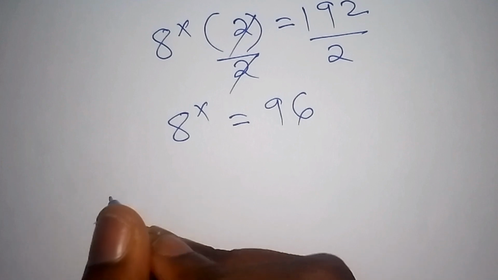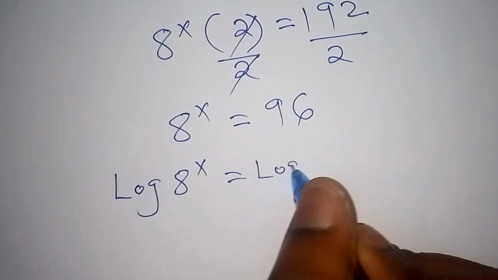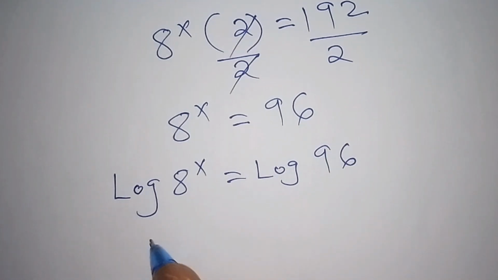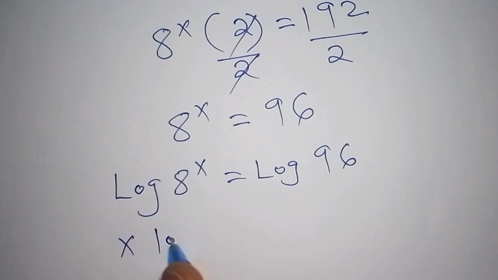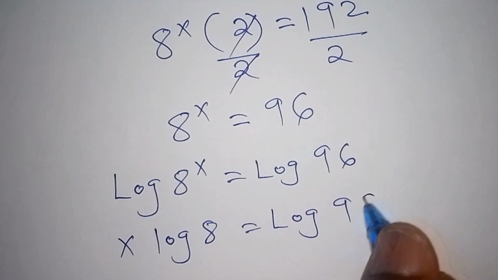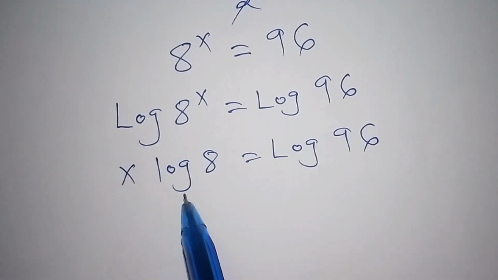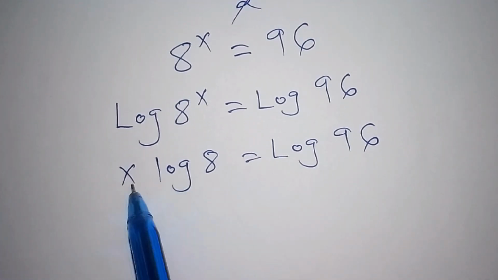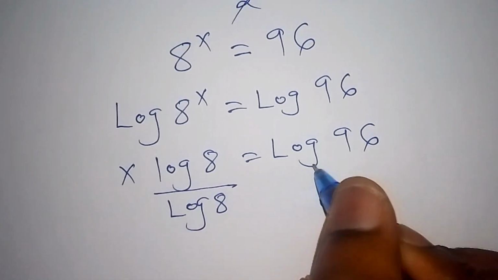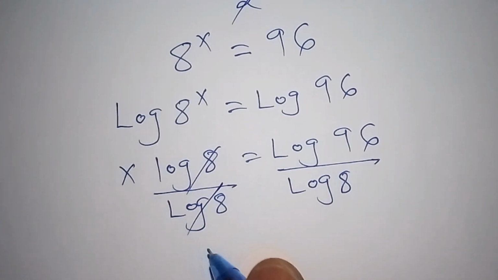So now we shall have the log of 8 to the power of x is equal to the log of 96. The log of 8 to the power of x can also be written as x log 8 is equal to the log of 96. From here we can go further by dividing both sides by the log of 8 so that we remain with x on this other end. This side also by the log of 8, so that the log of 8 and the log of 8 shall cancel.